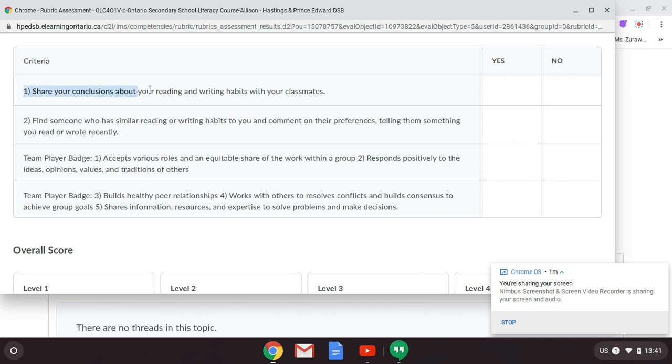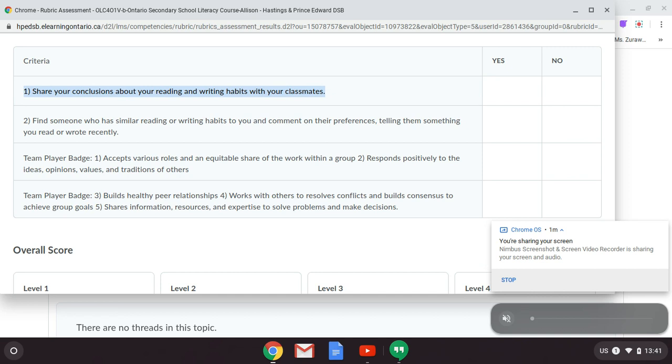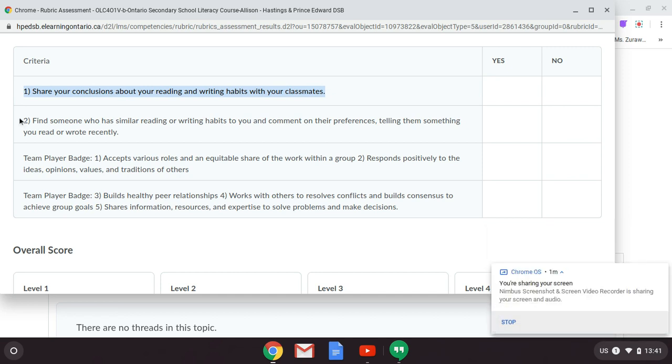So the first thing for criteria, it said share conclusions about your reading and writing habits with your classmates. I'll show you exactly where that was. And then you need to find somebody else who had similar reading or writing habits to you and comment on their preferences, telling them something you read or wrote recently. So that's going to be where you respond to somebody else. You're going to make sure that you respond positively to the ideas, opinions, and values of other people.